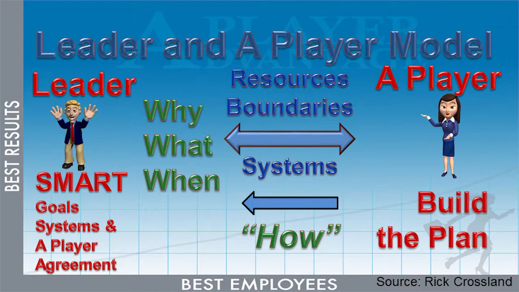Now let's enter the A player. So the A player gets the SMART goal, and typically, by the way, the A player is great. SMART goal, that makes sense. I will build the plan. So as a leader, you're in charge of the resources. Is your A player properly resourced to hit that plan? What boundaries and what systems do you have to achieve it? So there might be reasonable budgetary expectations and boundaries. So the A player is very resourceful.